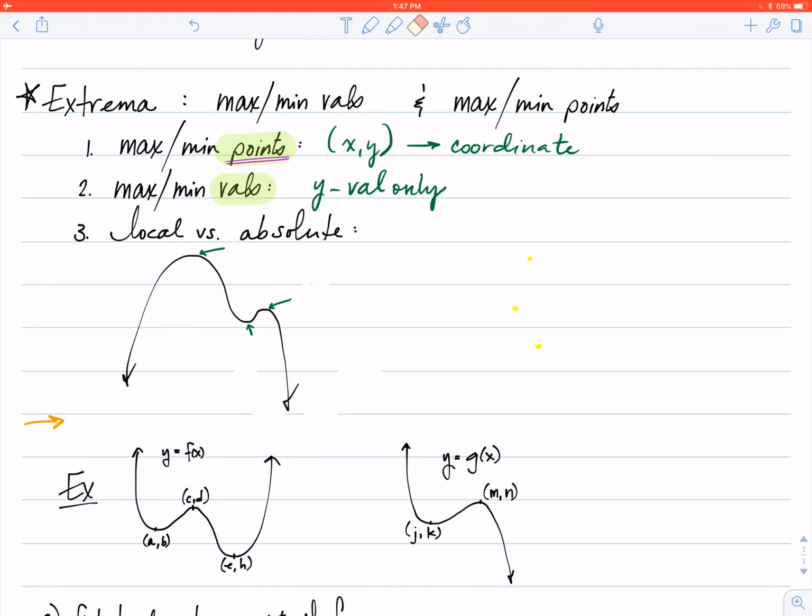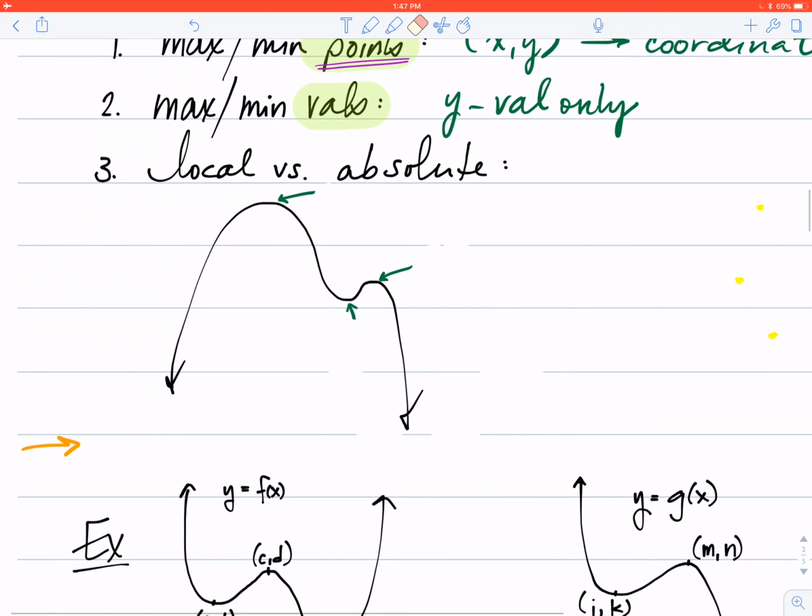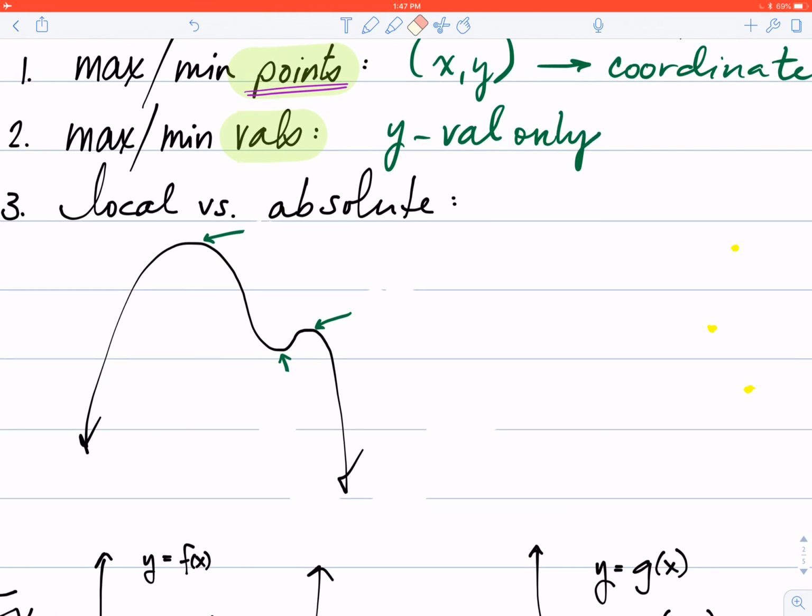Then you notice an example graph here. Let's take a look first of all at the top of this particular graph. This is definitely a maximum. We would not just call this a maximum, we would call this an absolute maximum because it is absolutely the highest point on that particular graph.